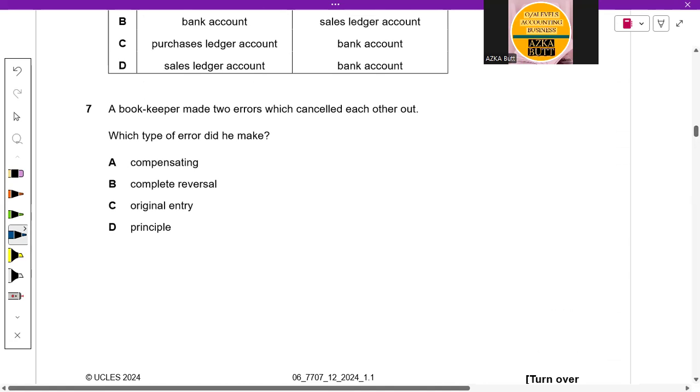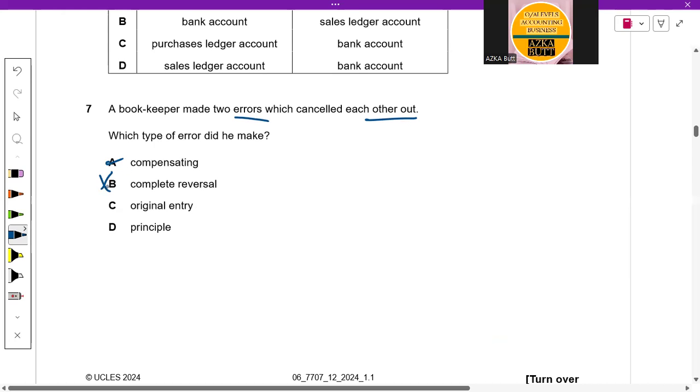Okay. The next question is that a bookkeeper made two errors which cancelled each other out. Which type of error did this? So this is the compensating error, because a compensating error occurs when two or more errors are made that cancel out each other, meaning that despite the mistakes, the trial balance still agrees. And B is complete reversal.